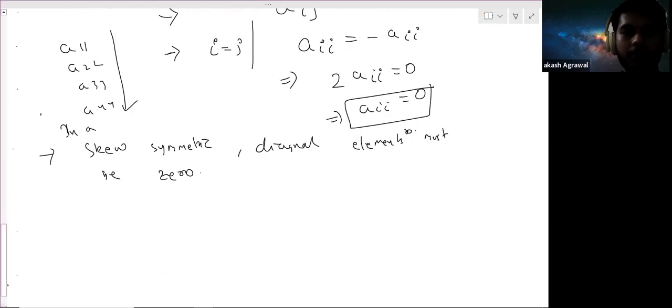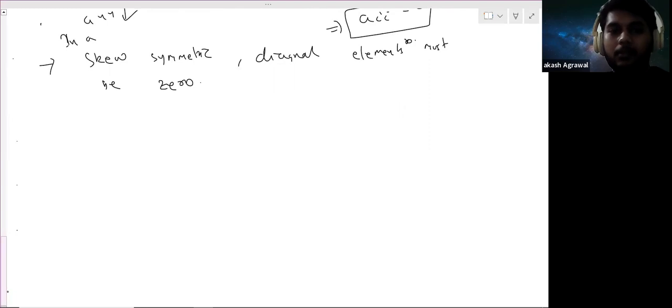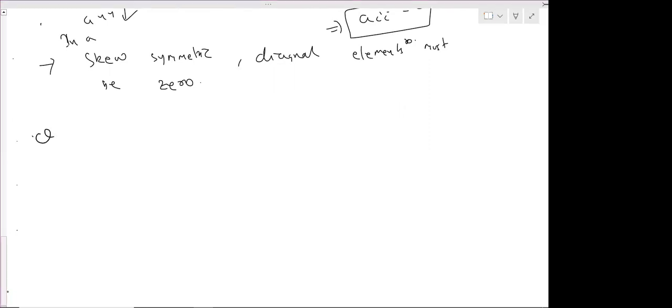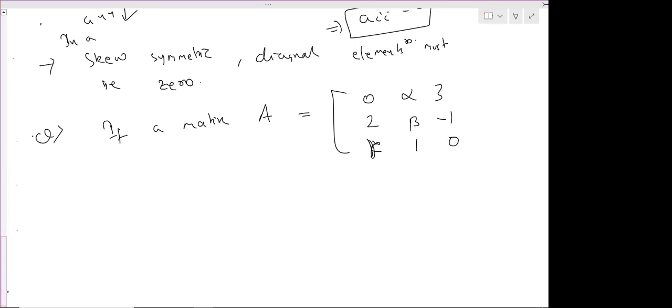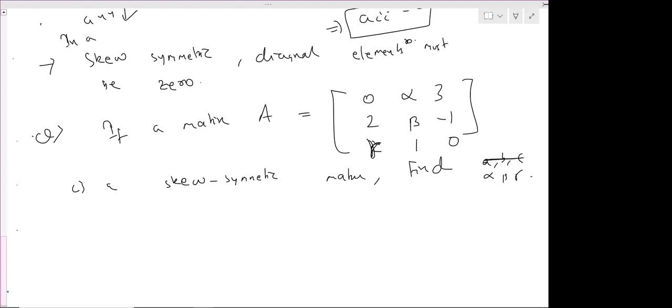Let's solve one question on this. If a matrix A equals [0, alpha, 3; 2, beta, -1; C or gamma, 1, 0] is a skew symmetric matrix, find A, B, and C, which are alpha, beta and gamma.